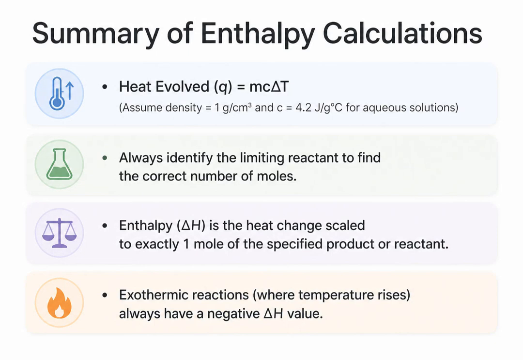To wrap up our discussion on enthalpy calculations, remember these key takeaways. Always start by calculating the total heat evolved using Q equals mc delta T, making standard assumptions for aqueous solutions. Next, carefully identify your limiting reactant to find the exact moles involved. Enthalpy is simply that heat scaled to 1 mole. And finally, if the temperature of the solution rises, the reaction is exothermic, and your final enthalpy value must carry a negative sign.